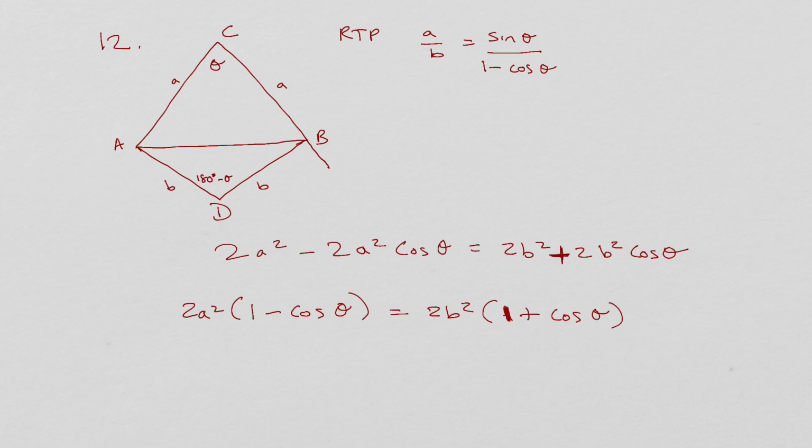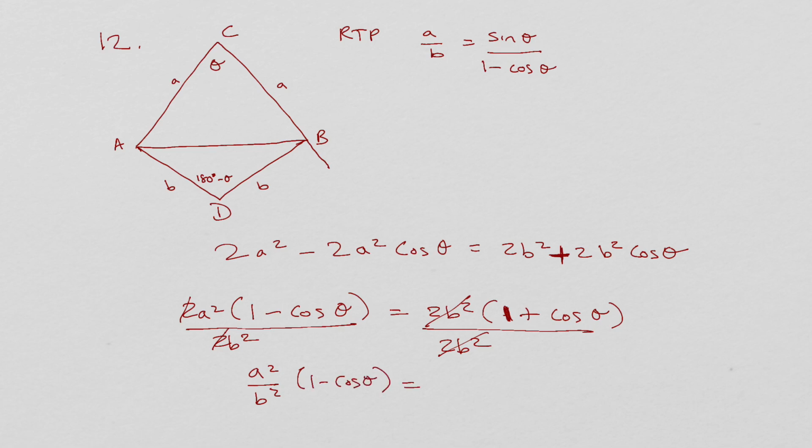And then we can divide both sides by 2b squared. So that one's 2b squared. So those cancel. And the 2 will cancel with that one. And we've got a squared over b squared times by 1 minus cosine theta is equal to 1 plus cosine theta.